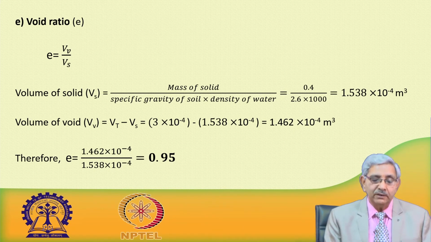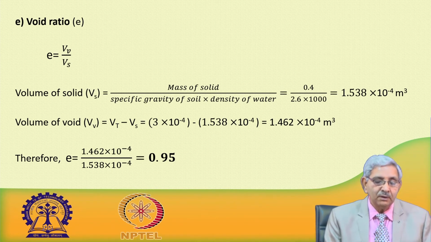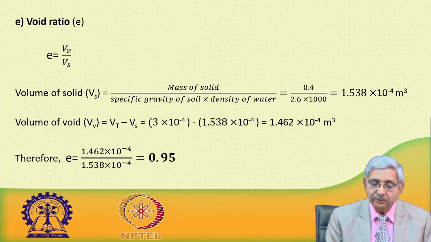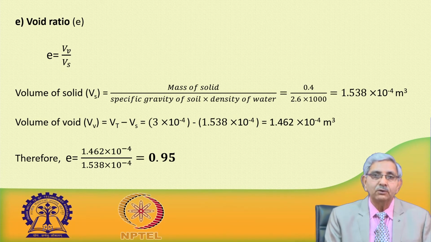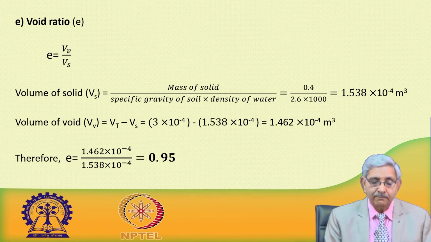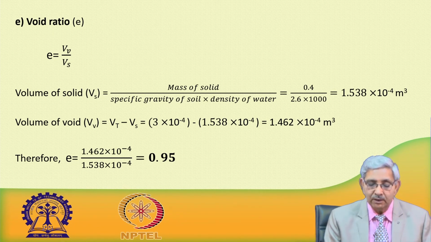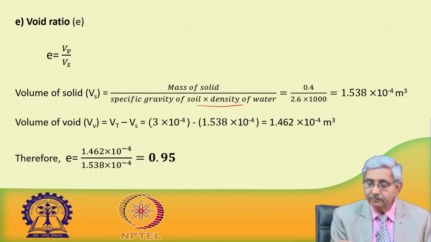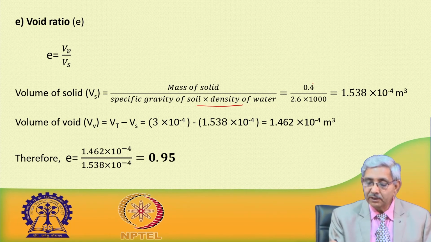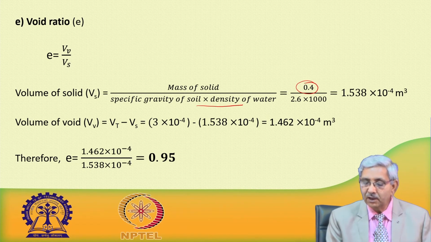Void ratio is another important parameter of the soil, and in this question we are given certain parameters which we will use to compute the void ratio. The void ratio is given by volume of void to the volume of solid. Volume of solid is given by mass of solid divided by specific gravity of the soil multiplied by the density of water. Mass of solid is 400 gram or 0.4 kg.